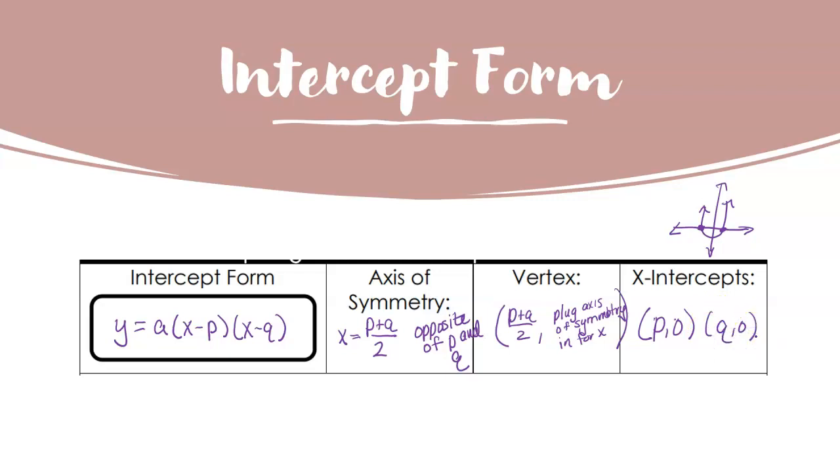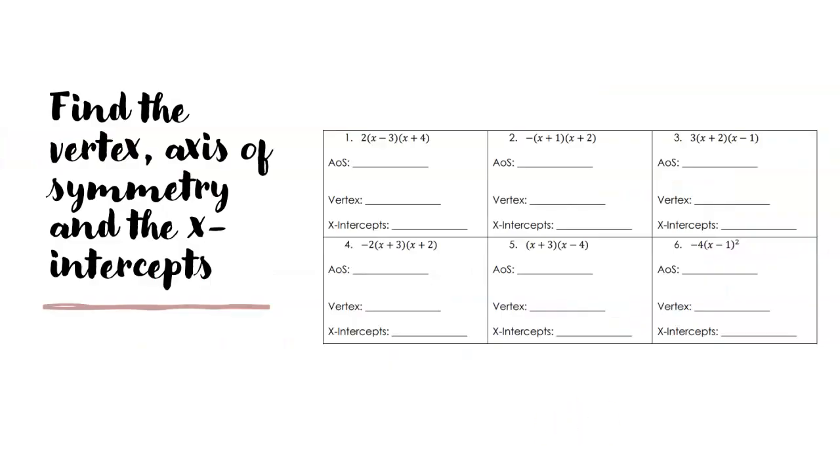All right, let's do some math here. Let's do a couple. We need to find the axis of symmetry, the vertex, and the x-intercepts. Remember, to find the axis of symmetry, we're going to take the opposite of p, add the opposite of q, and divide by 2. So this is negative half. So our axis of symmetry is x equals negative 1/2.